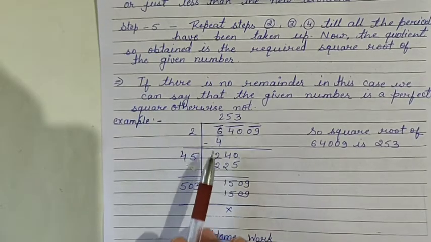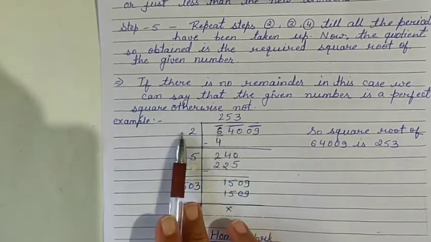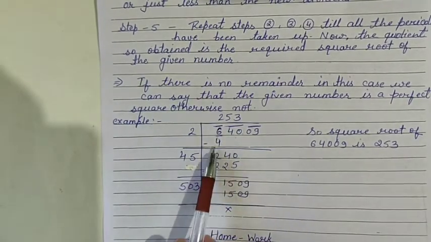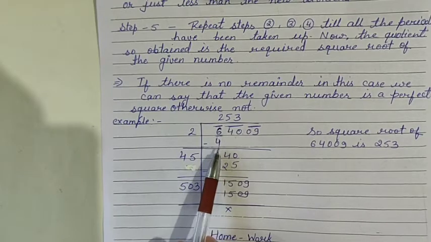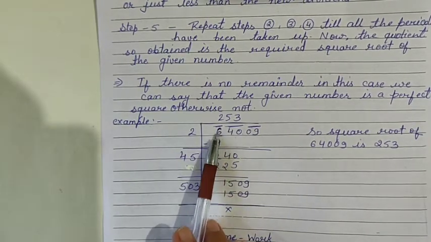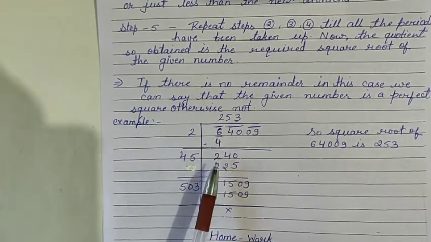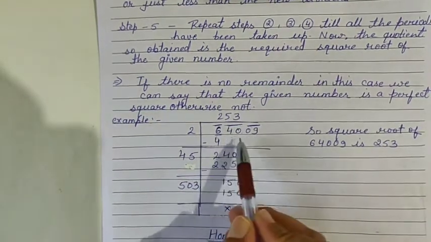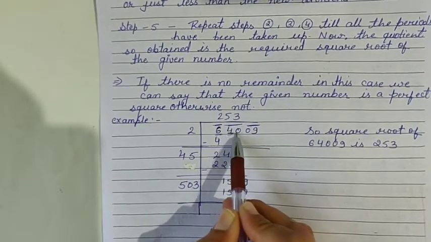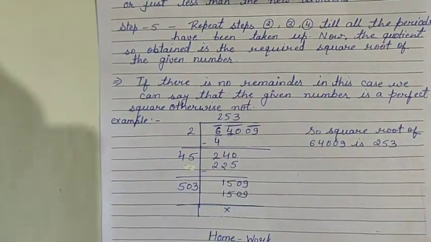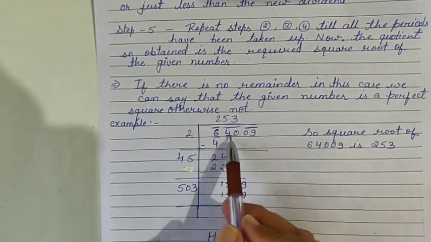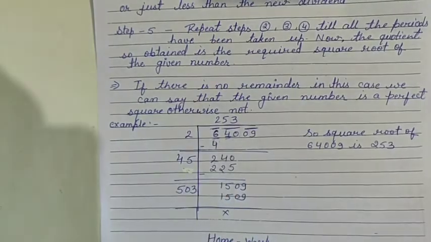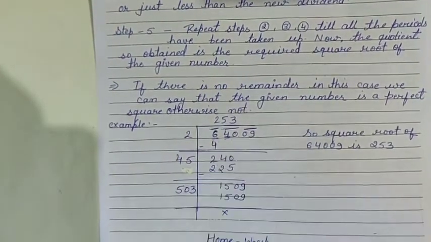Now we will subtract the product of divisor and quotient from the first period. 2 into 2 is equal to 4. We will subtract 4 from our first period. So 6 minus 4 is equal to 2. Now we will bring down the next period, 40. So we bring down our next period 40, and this is our new dividend.